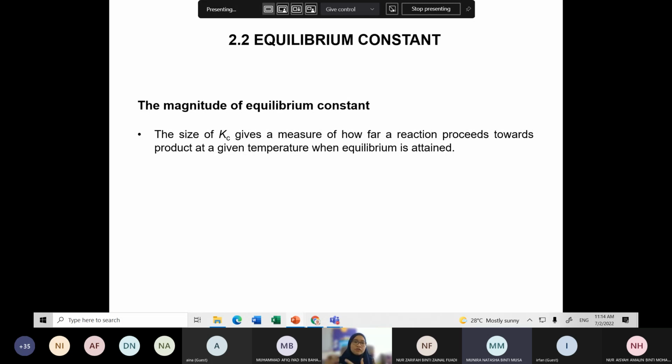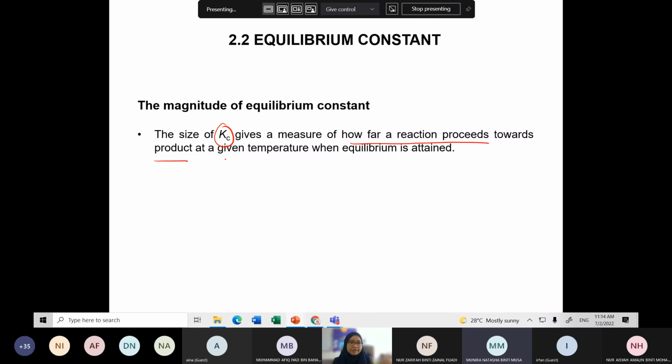So how do we relate in terms of concentration of product, concentration of reactant based on the Kc value just now. Okay, dia tidaklah sekadar value je, senanglah kita nak calculate. Tapi kita must be able to explain it. Okay. Apa maksud dia? Okay. The size of Kc, the size means the value of Kc lah. The size of Kc give a measure of how far a reaction proceeds towards product at a given temperature when equilibrium is attained. Okay. So it is a description. Kc is actually a description of how far a reaction proceeds toward product.